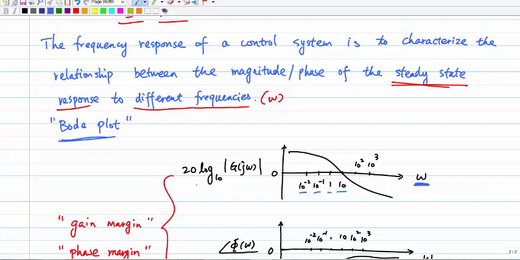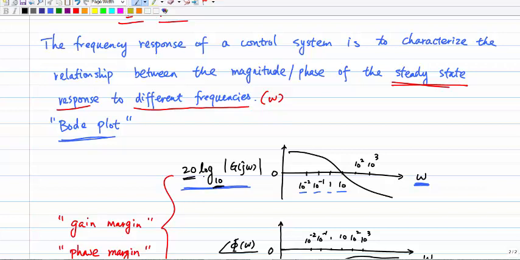Okay, for the magnitude, it does not try to compute the magnitude directly. It tries to compute 20 times log 10 of the magnitude of my G(jW). So it doesn't plot the magnitude directly, but it plots the log of the magnitude times 20. Okay, that's what it's trying to plot.